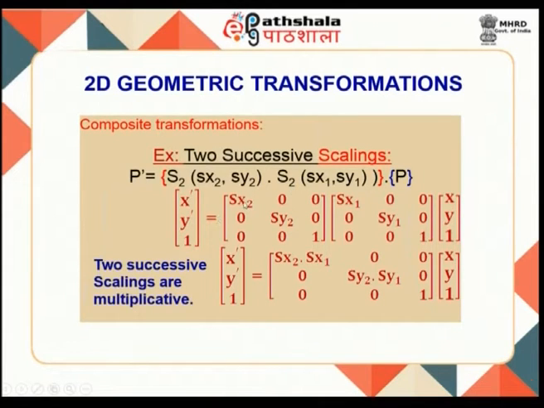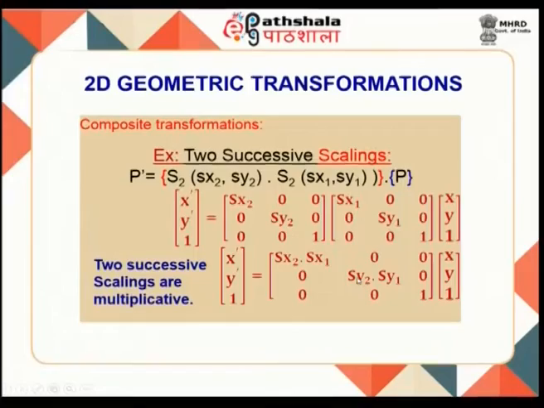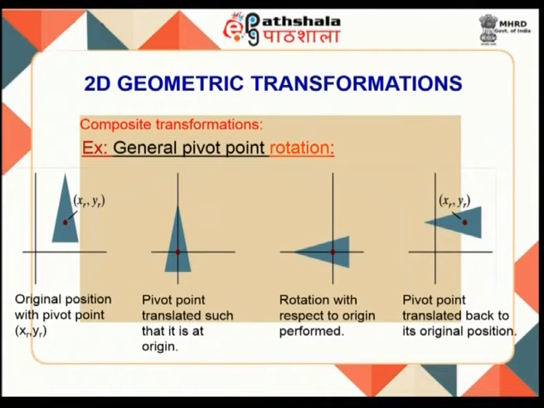So, the matrix [Sx2 0 0; 0 Sy2 0; 0 0 1] multiplied with [Sx1 0 0; 0 Sy1 0; 0 0 1] into x y 1. Just keep the point aside, and multiply the two transformation matrices. What you get is a composite, but unlike the previous cases, the composite transformation matrix for two successive scaling operations is multiplicative. That means the two scaling factors actually get multiplied. So, the resultant is a scaling matrix whose scaling values are multiplicative.